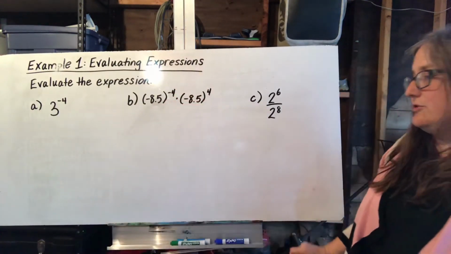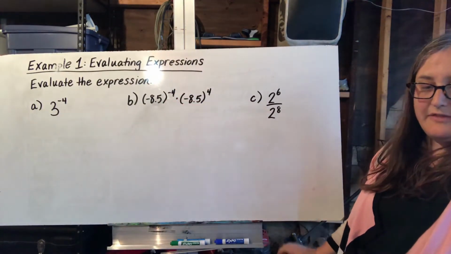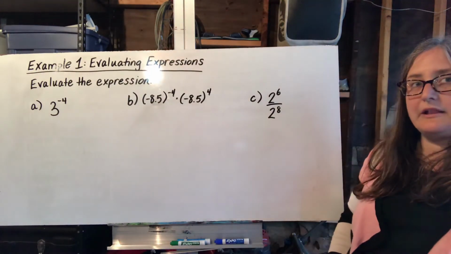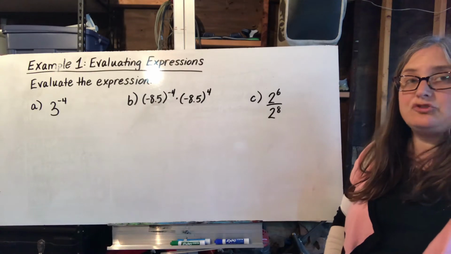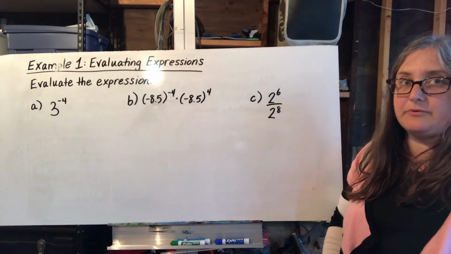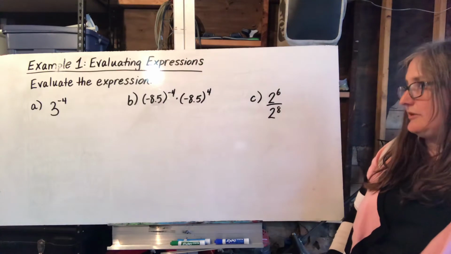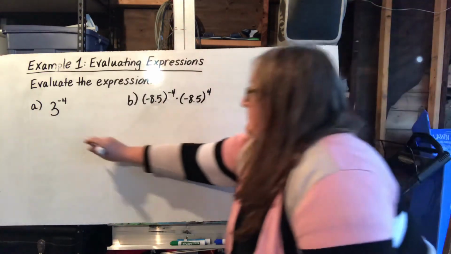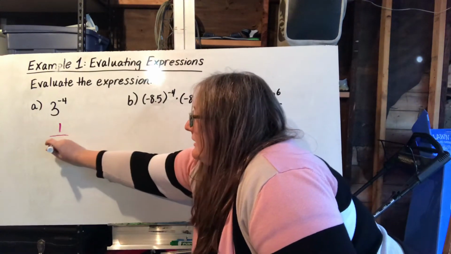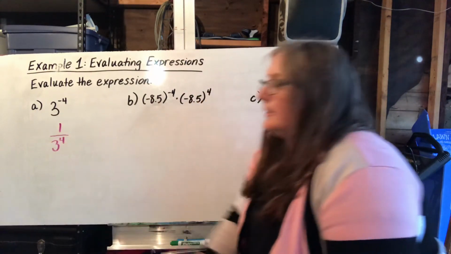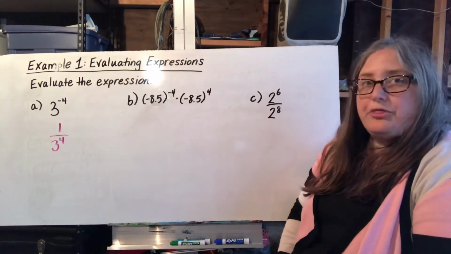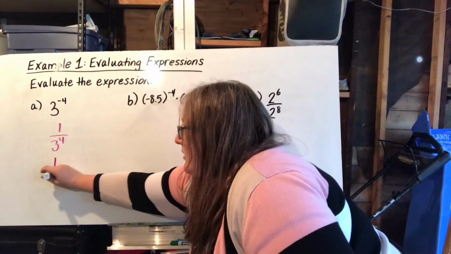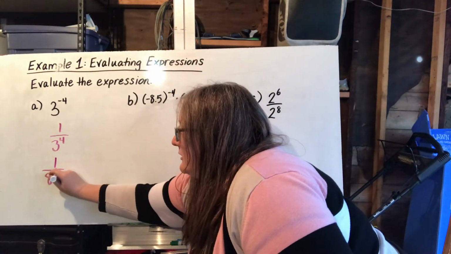So let's try to evaluate some of these expressions. They want us to solve these. Well, when I see a negative power, I don't know exactly what my answer is going to be, but I can change it to a positive power by doing the reciprocal. So instead of attempting to do 3 to the negative fourth power, I'm going to do 1 over 3 to the fourth power. These are equivalent. So 3 times 3 times 3 times 3 is going to give me 81. So this is going to be equal to 1 over 81.